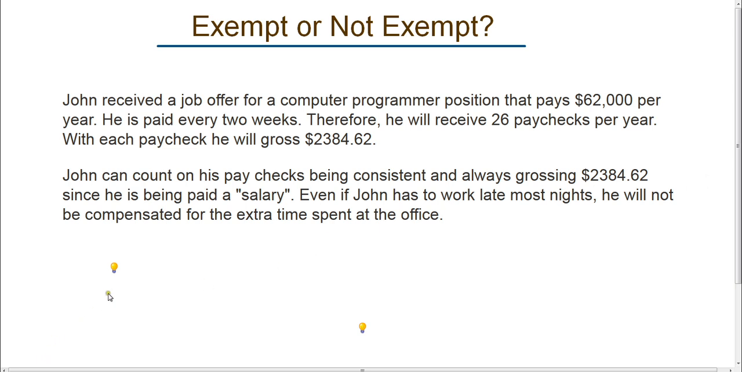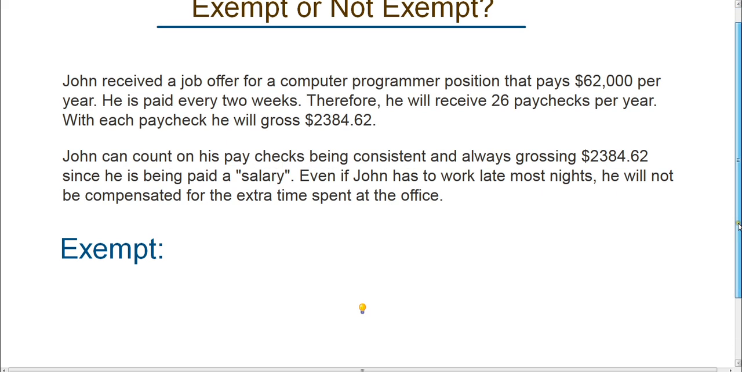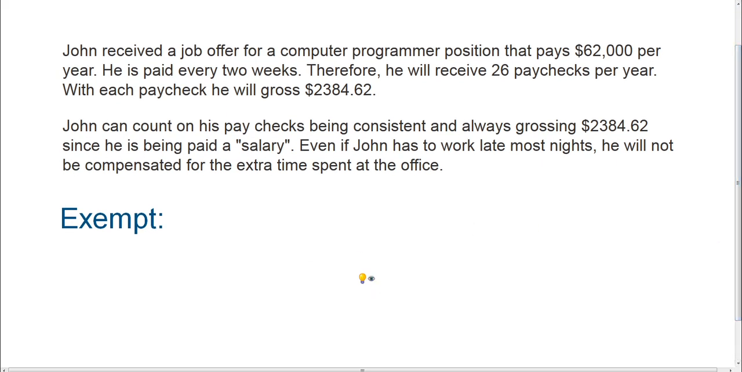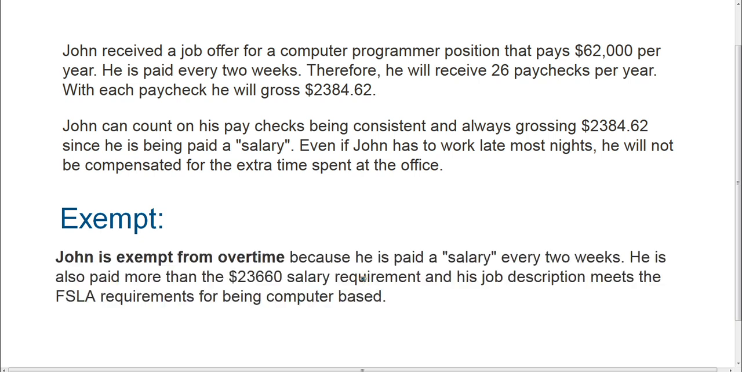If you decided that John would be an exempt employee, then you are correct. He is exempt from overtime pay. He's paid a salary every 2 weeks. He's paid more than the $23,660. That is the minimum requirement for a salary. And his job description, being that he's a computer programmer, meets the description listed under the FSLA requirements.